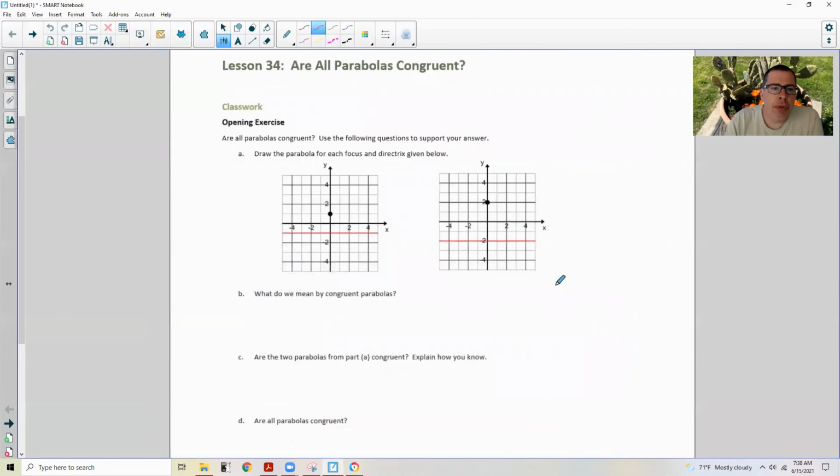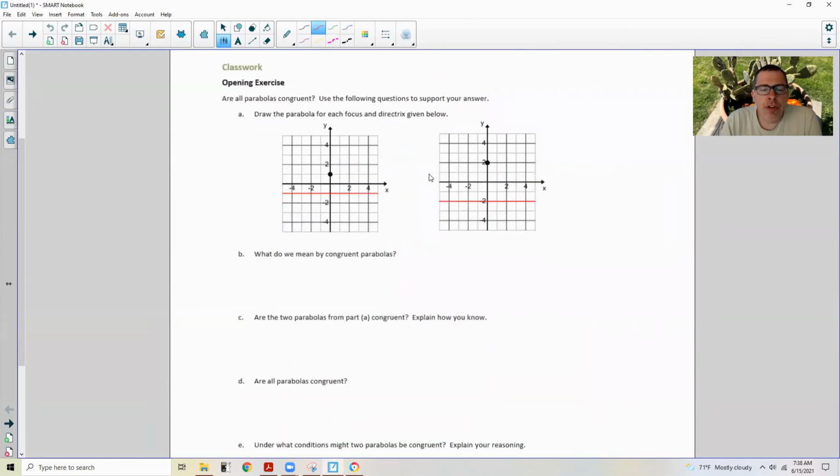Now let's get to the opening exercise. Are all parabolas congruent? Use the following questions to support your answer. Draw the parabola for each focus and directrix given below. Here's a focus at the point (1, 0), and the directrix is y equals -1. The distance between the focus and the directrix is 2, so the midpoint will be 1. That will put a point right here at the origin, (0, 0).